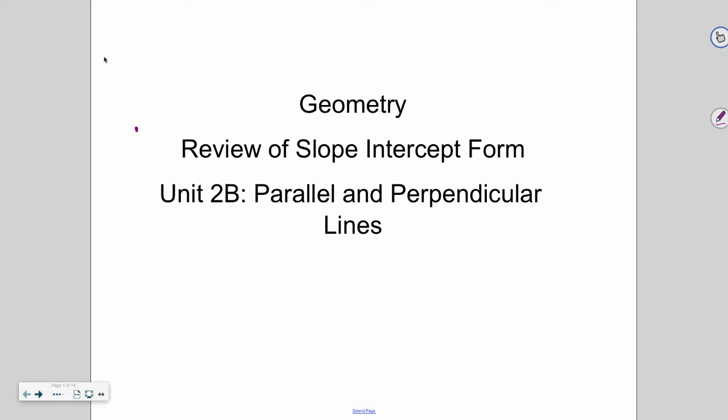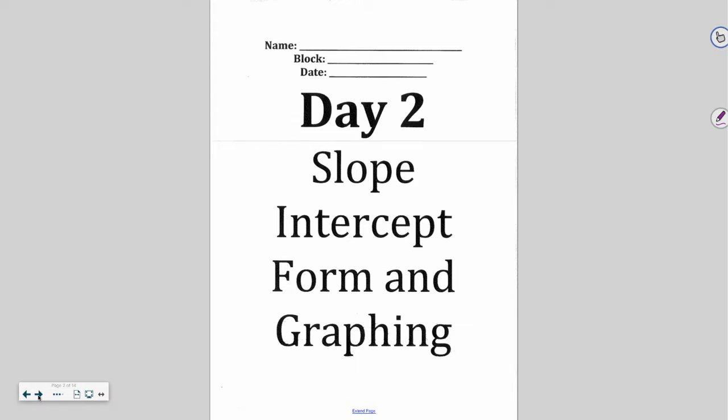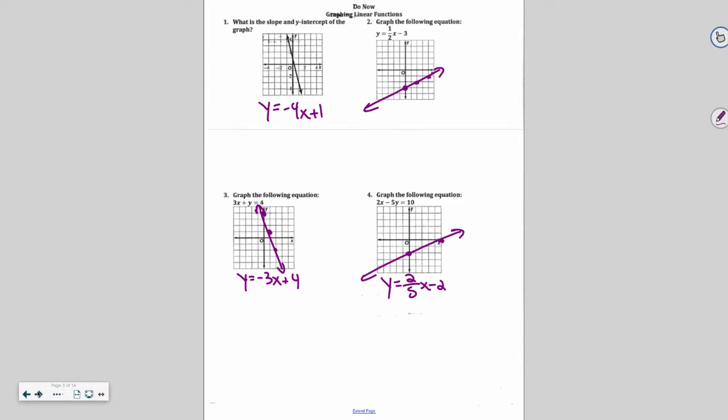Hello, so this is a review of slope-intercept form and graphing those. This is the second video in our review of slope-intercept form and in our unit, parallel and perpendicular lines. So, you should be on your day 2 packet, slope-intercept form and graphing. These are the answers to the PDN. By the end of this video, you will be able to understand how to do all of these problems.